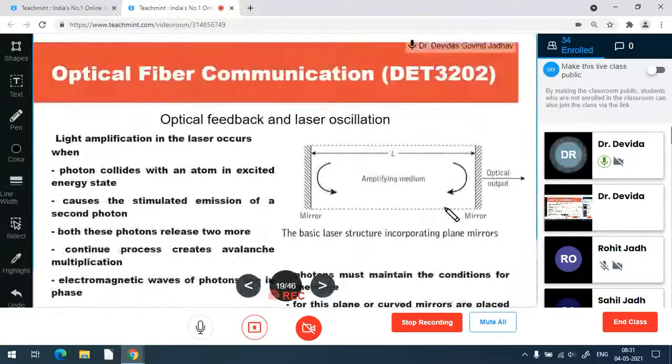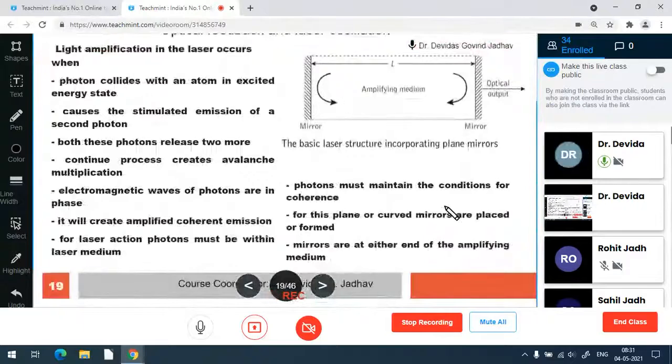So the optical feedback laser structure is shown. This is the semiconductor structure, which is the amplifying medium, and this medium has two mirrors. One is completely reflecting, the other mirror is partially reflecting, partially transmitting. The partially transmitting mirror gives out the optical output, and this amplifying medium reflects the photons from the mirrors. Photon transmission from the sides is not possible because of the roughened surfaces, and only the direction of oscillation of photons is maintained lengthwise, where the length is L.